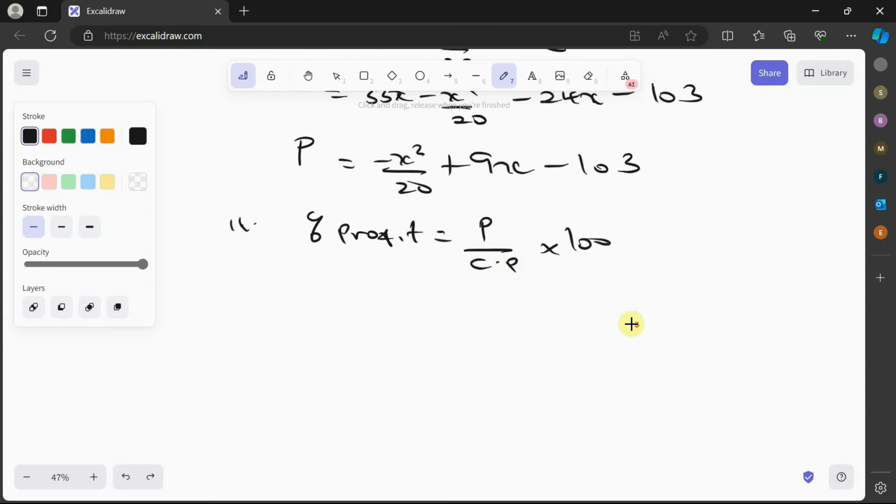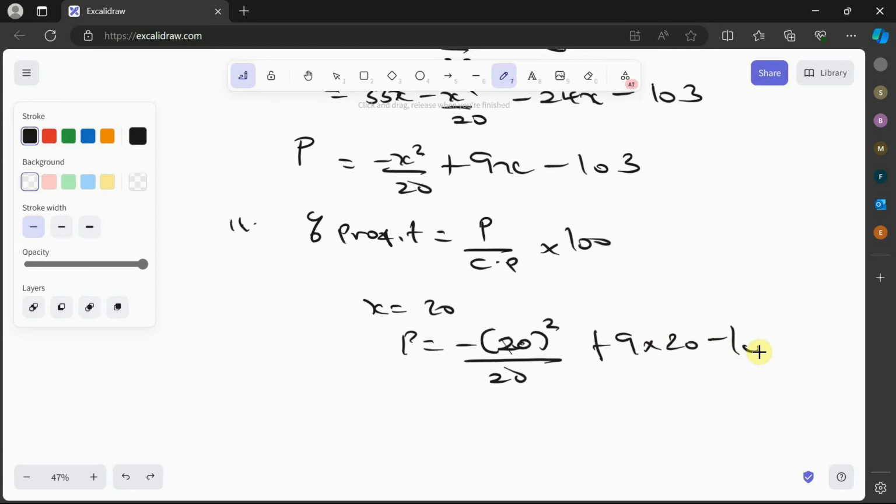But here we're told that x is equal to 20. So we can find P to be minus 20 all squared all over 20, plus 9 times 20 minus 103. I'm just substituting this into this formula here. Since it's squared, the 20 will cancel one of them.